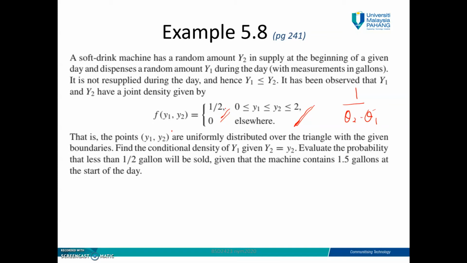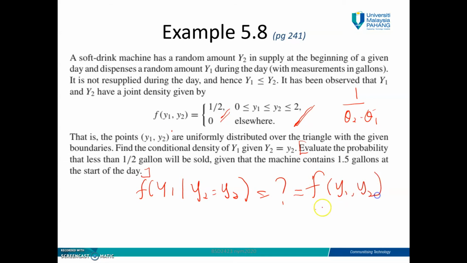Alright, so find the conditional density of y1 given y2. So if you look here, you will have f of y1 given y2 equal to y2. Okay, so what is the value here? Evaluate the probability that less than half gallon will be sold given that the machine contains 1.5 gallons at the start of the day. So this is the application of it. First of all, we want to find the conditional density first. Based on the definition of the previous slide, this will be f(y1, y2) over f2(y2).